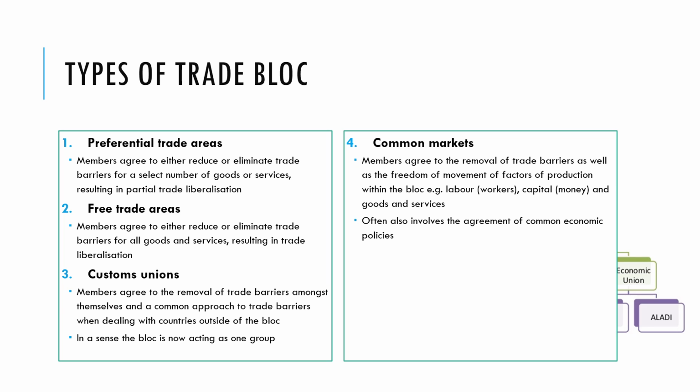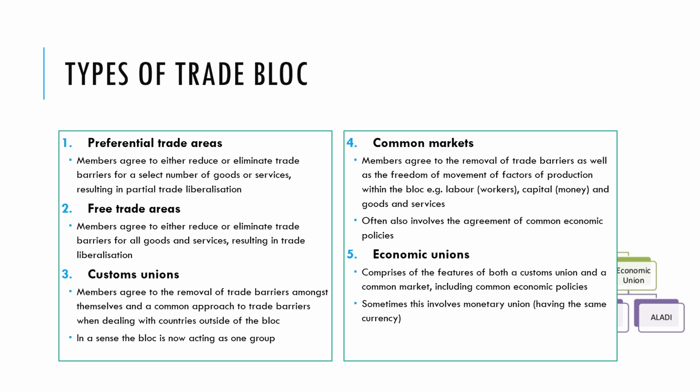The next one up is what's known as a common market. And again, that involves the removal of all trade barriers, but also now we allow free movement of the factors of production. So we say workers can go across to any different member. Money can flow freely between different member countries, as well as trading goods and services. The final one would be an economic union, and that's taking a common market a bit further by then maybe having some common economic policies to do with maybe government spending or taxation. And sometimes this will involve things like having the same currency, so a monetary union.